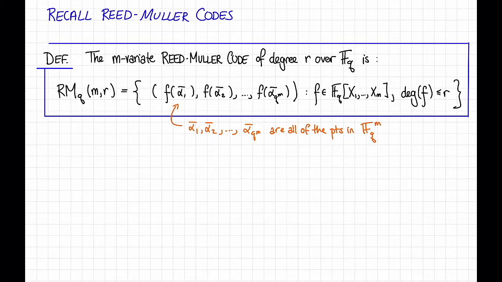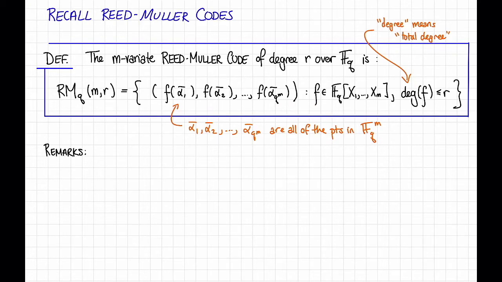Then we're going to look at all m-variate polynomials over Fq with total degree at most r. And we're going to evaluate those polynomials on all of the points. Each such polynomial is going to give us a code word in our code. So this is just like a Reed-Solomon code, except now it's multivariate. Let's make a few quick remarks.